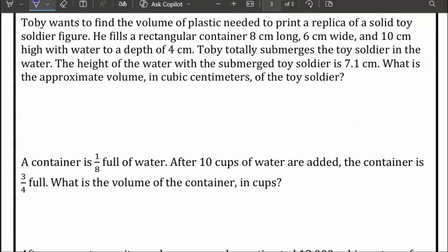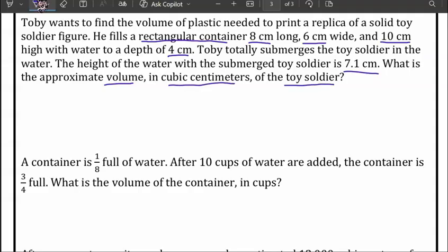Toby wants to find the volume of plastic needed to print a replica of a solid toy soldier figure. He fills a rectangular container 8 centimeters long, 6 centimeters wide, and 10 centimeters high with water to a depth of 4 centimeters. Toby totally submerges the toy soldier in the water. The height of the water with the submerged toy soldier is 7.1 centimeters. What is the approximate volume in cubic centimeters of the toy soldier?